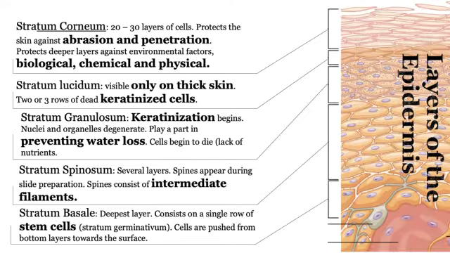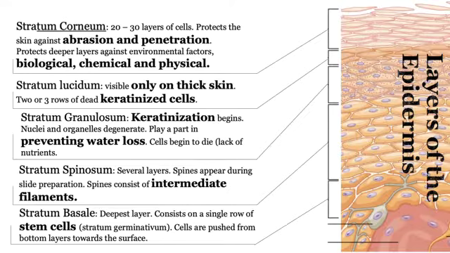Following that, going a little deeper, we have the stratum granulosum. This is where that keratinization process begins. Cells are still alive. They're starting to pile up granules. They're starting to pile up keratin inside the cells. So this is basically where the cells start to die. The nuclei and the organelles start to degenerate. They play a very big part in preventing water loss from my body.